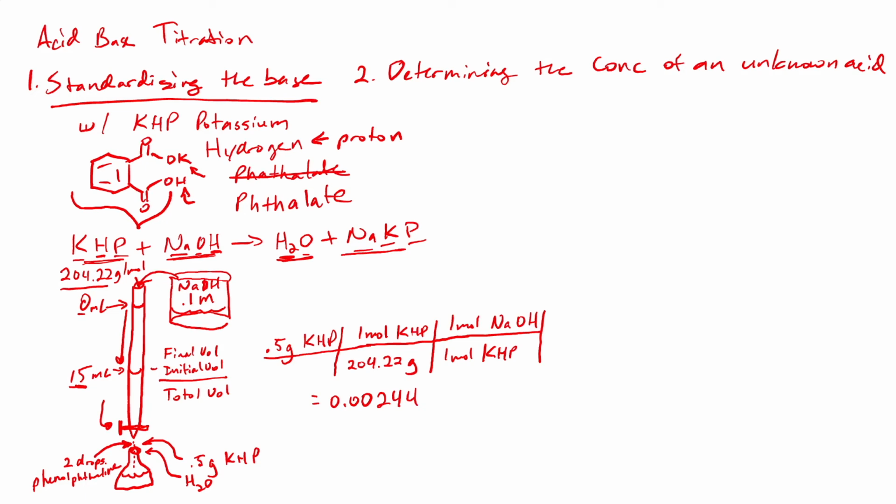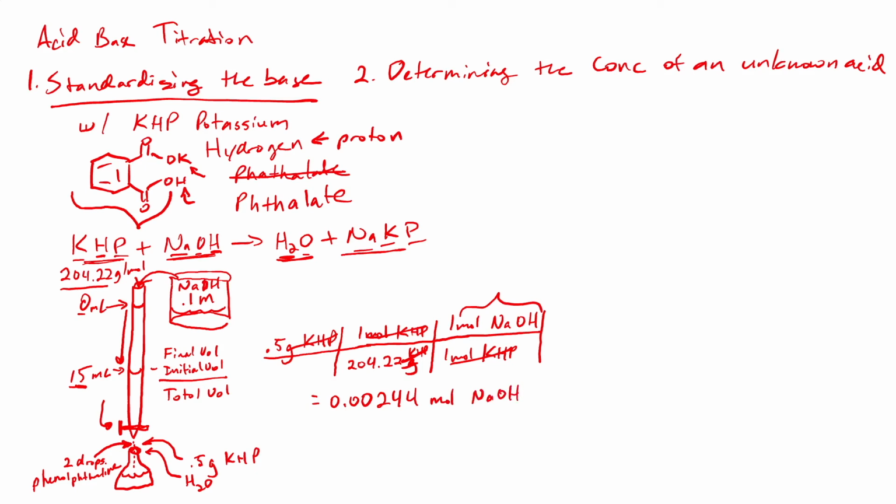And just remember the reason why I do the dimensional analysis is because I can very easily go in, just like we do when we do metric conversions and all kinds of other conversions. I can cancel out grams of KHP with this grams of KHP down here. Sorry, I forgot to put KHP right here. Then I can cancel out moles of KHP, and now I'm left with moles of sodium hydroxide, which is what I needed. So now I have 0.00244 moles of sodium hydroxide.